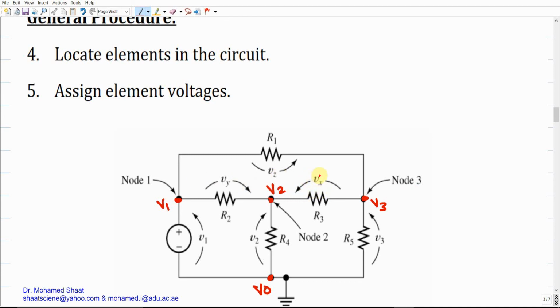For example, I can give this one the name VR3. I can give this one the name VR2. I can give this one the name VR1. Also there is one voltage here, the voltage source, right?